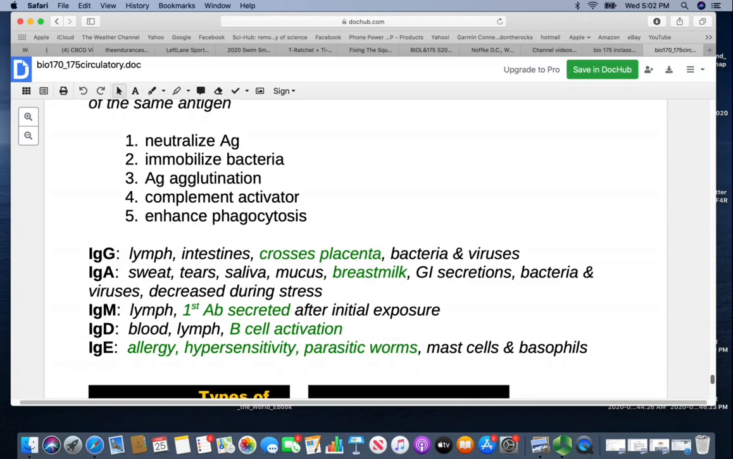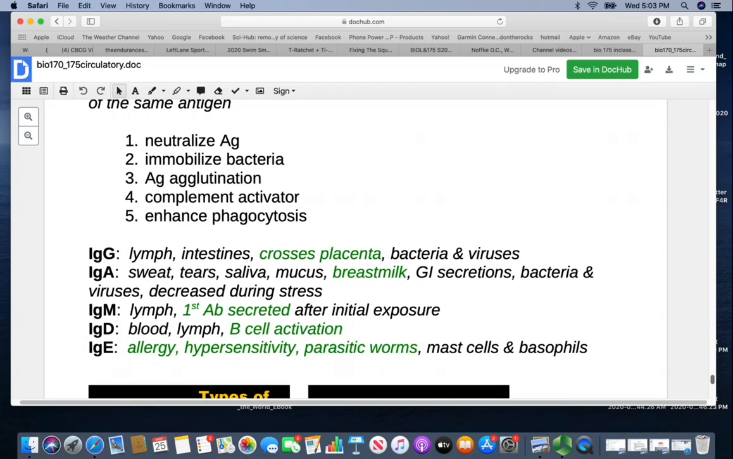With IgA, that's sometimes referred to as secretory IgA, it's present in sweat, tears, saliva, mucus, breast milk, gastrointestinal secretions. By being in breast milk, it can help provide some additional protection to a baby who is breastfed. A baby that is formula fed is not going to get the IgA. It's not the same thing as colostrum. The only way to get that is from the breast milk. So it will act on bacteria and viruses. Levels of this will decrease during stress. So during really stressful times, your mucous membranes will be less protected, and it makes you more susceptible to getting sick.